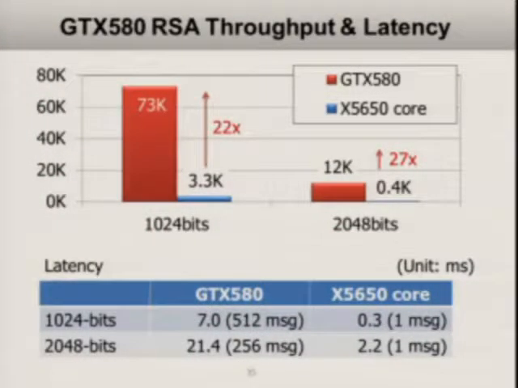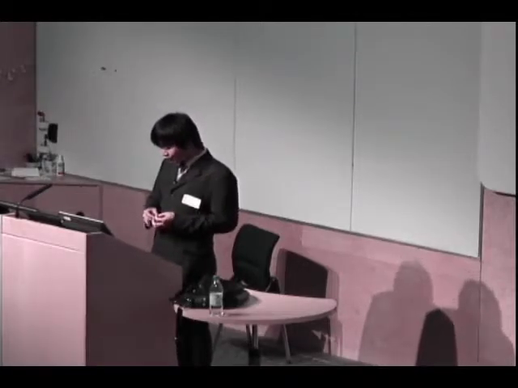The table below is the latency for each case above. The GTX 580 achieves its maximum throughput under 7 milliseconds for 1K bits and 21 milliseconds for 2K bits, and these numbers are low enough to be used in SSL processing. The previous work was over several seconds when they achieved maximum throughput, and for minimum they achieved it around a few hundred milliseconds, which is not really practical. So that's the main contribution in our work.